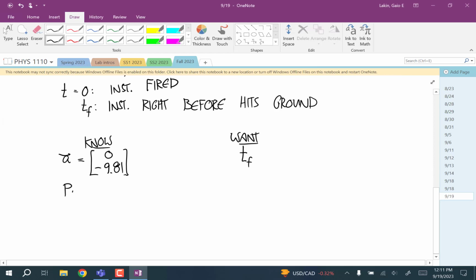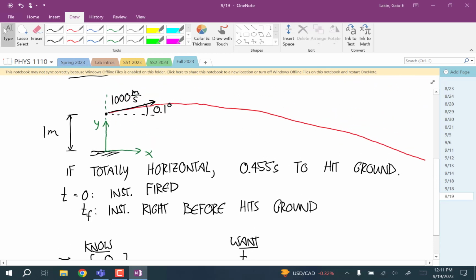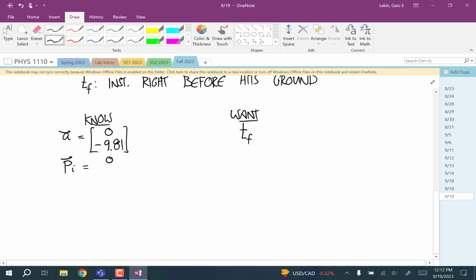Do we know the position at time equals 0? Yep, and remember that the position vector you can think of as the coordinates of the object, so that's 0 for x, positive 1 for y. Do we know anything about the final position? We don't know how far away it is in x, but we do know that it's 0 for y because it's hitting the ground. And in our coordinates, our origin is on the ground.